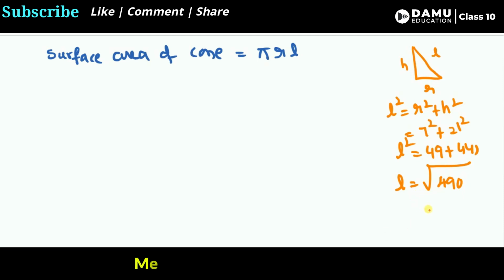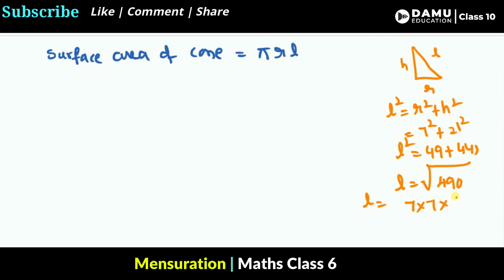Let's keep this value as it is. L will be equal to the square root of 7 into 7, 49, into 10. So that is the square root of 7 square times the square root of 10. The square root will cancel, so L will be equal to 7 into root 10. Let's keep that value here as it is.